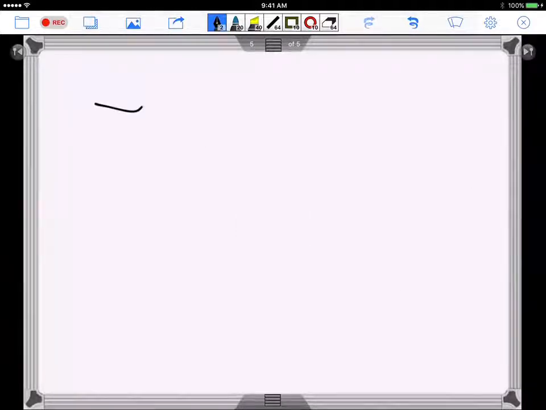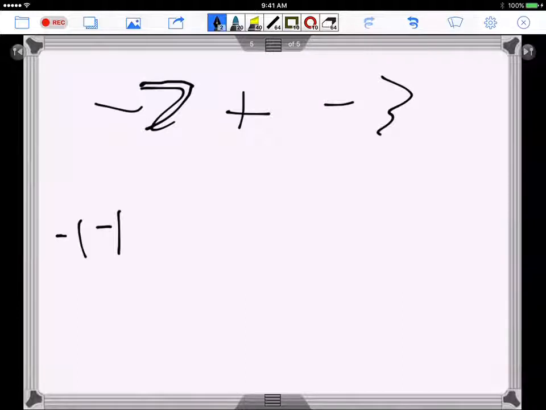Okay, now let's say there's negative 7 plus negative 3. Now, you can't do this. You can't do the strategy anymore. You're going to have to add negatives. So, let's say here's a negative, and let's put all these negatives. Negative 1, negative 2, negative 3, negative 4, negative 5, negative 6, negative 7. Sorry, this is 7 negatives.